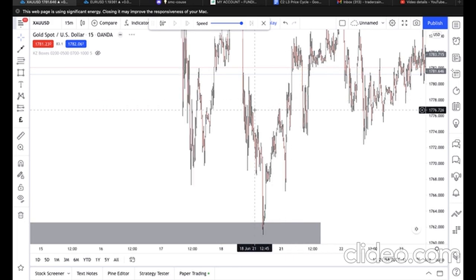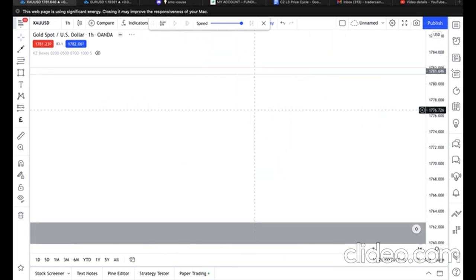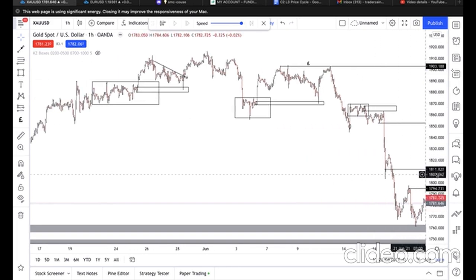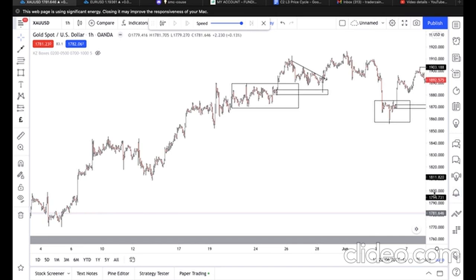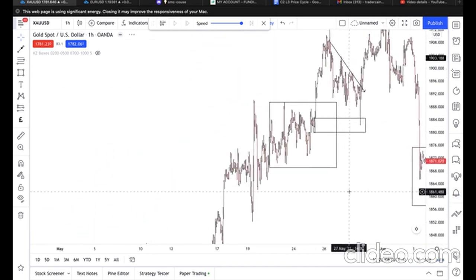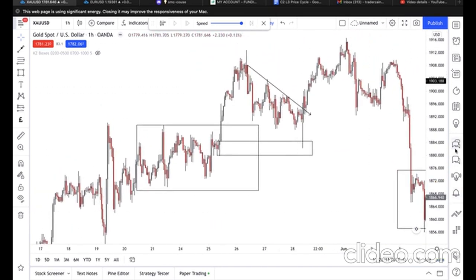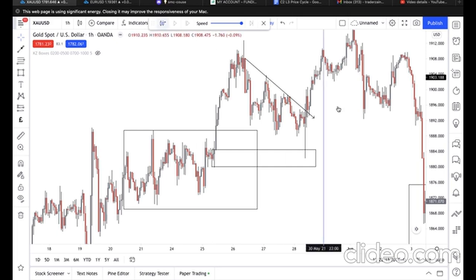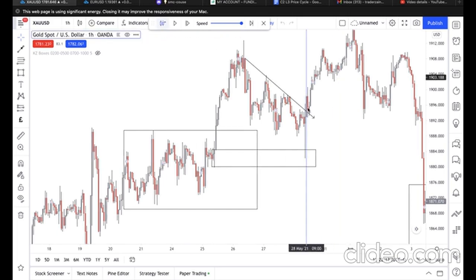Gold. I have multiple examples on gold. Let's play back to the 1 hour. I've already got them drawn out, but let's find them right here. Okay, I'm going to go through 3 examples on gold. Alright, sweet. Let's replay price to this point over here.